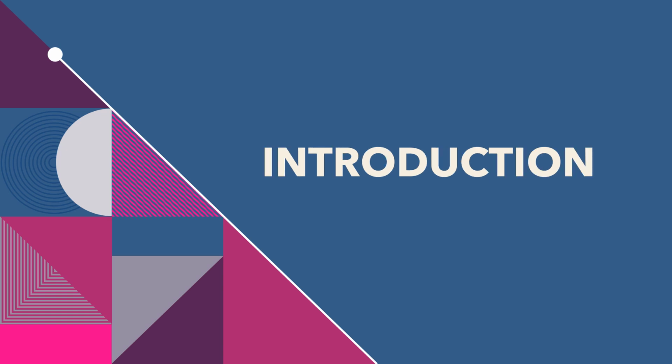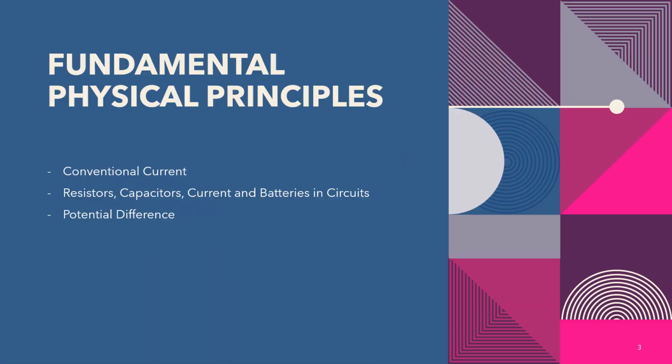As a brief introduction, the general purpose of this lab is to explore how circuits react under different conditions using a PhET simulation. Some fundamental physical principles involved in this lab are conventional current, resistors, capacitors, current, and batteries in circuits, as well as potential differences. The final result will show that resistors, capacitors, and batteries all affect conventional current and can be measured through potential difference and ammeters, which measure the current specifically.